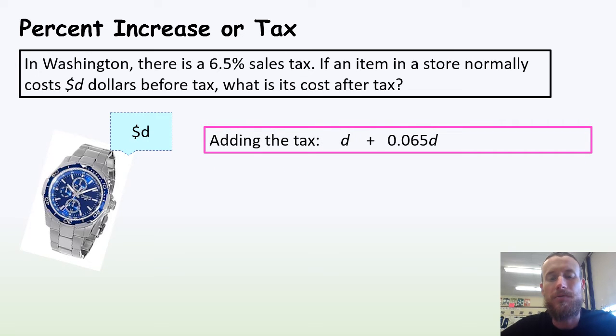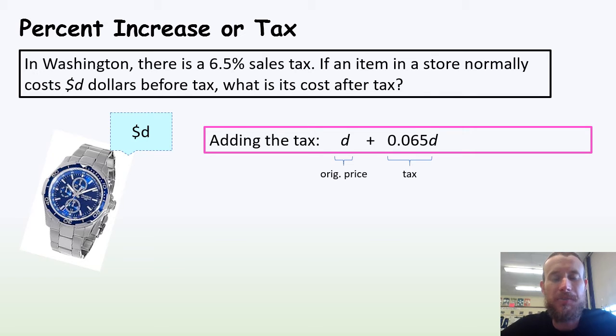First of all, we just show adding the tax. So it originally costs $D. That's its original price. And then we would add to that the amount of the tax. As a decimal, 6.5% is 0.065. So multiplying that by the price, D, would be the tax. So original price plus the tax would show us what's happening to add the tax.